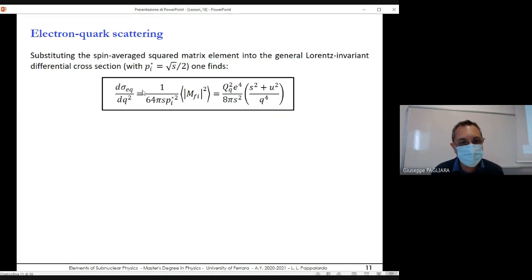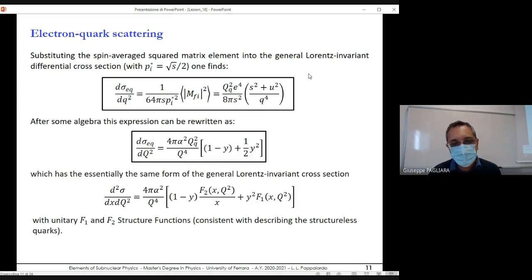So this is the general formula that we derived from the Fermi golden rule, and we now substitute the previous expression of the spin-averaged squared matrix element. And we recall this relation here. So this is what we obtain. Now, with some algebra that I don't care about, but if you are curious, you can find in the textbook, one can rewrite this in a different and more useful way. So this is at the end your differential cross-section, differential with respect to Q square.